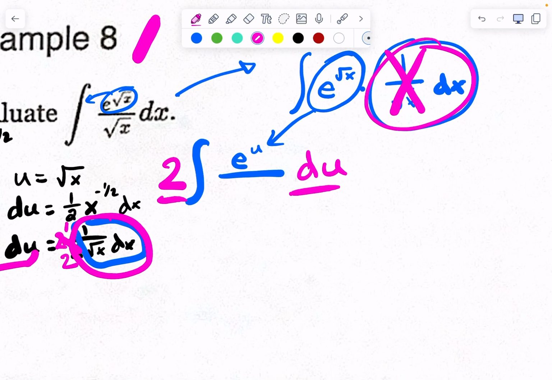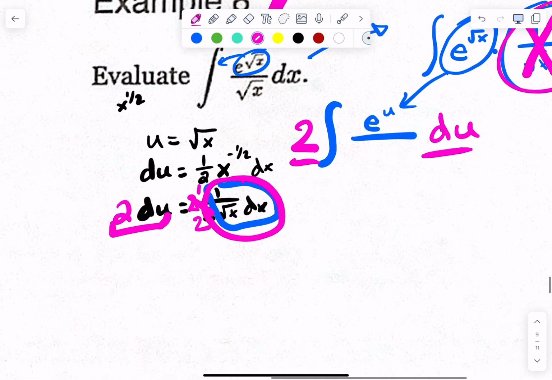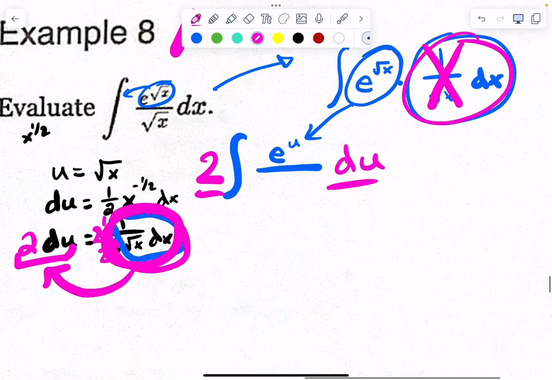Why is that thing gone though? Because I replaced 1 over the square root of x dx with 2 du.